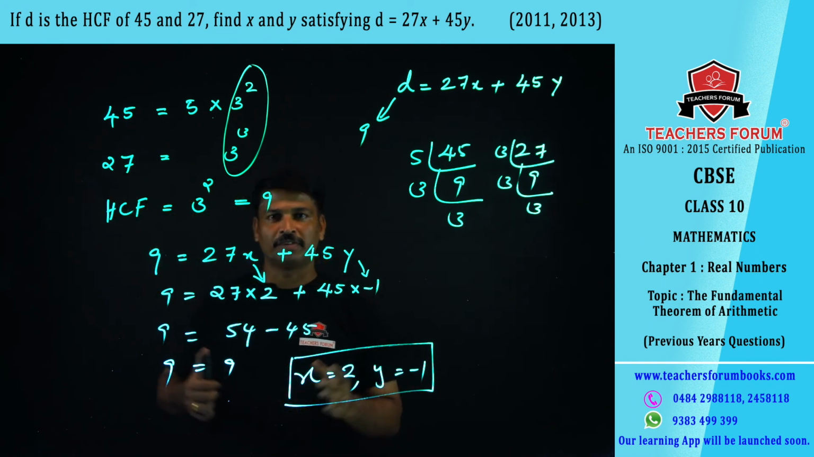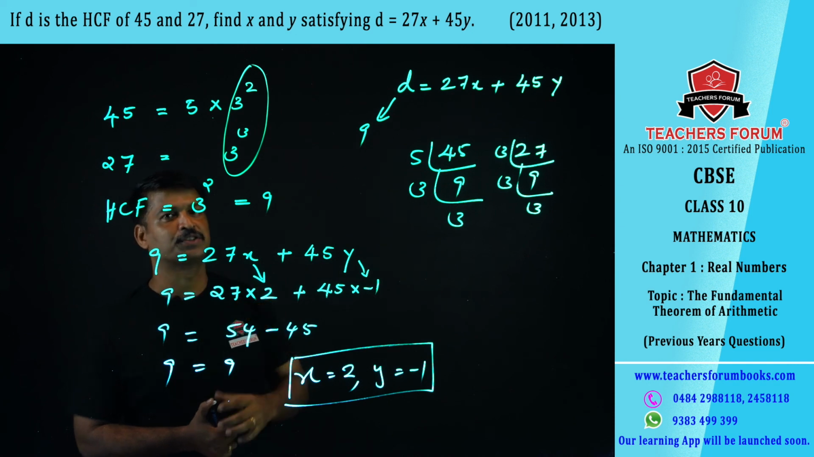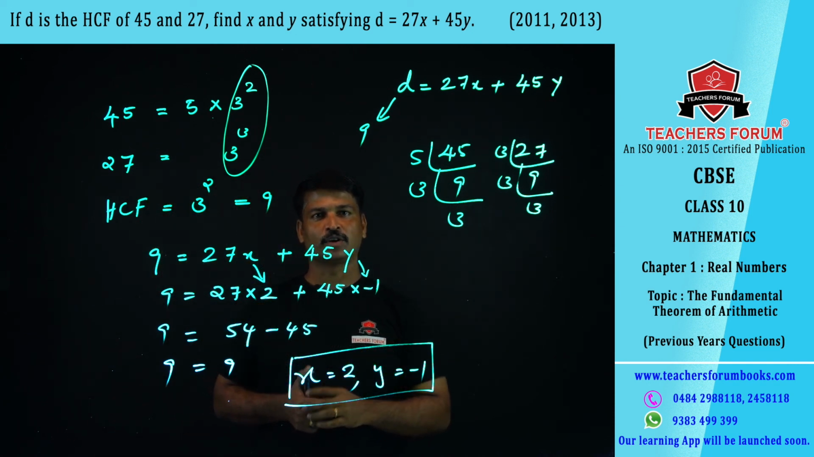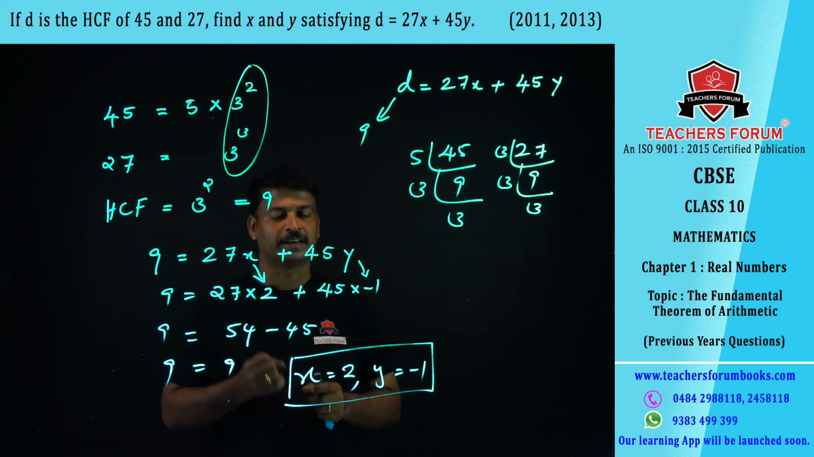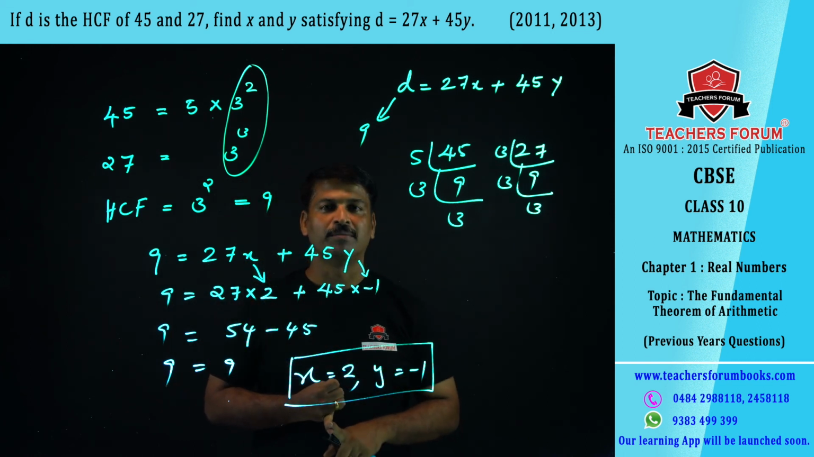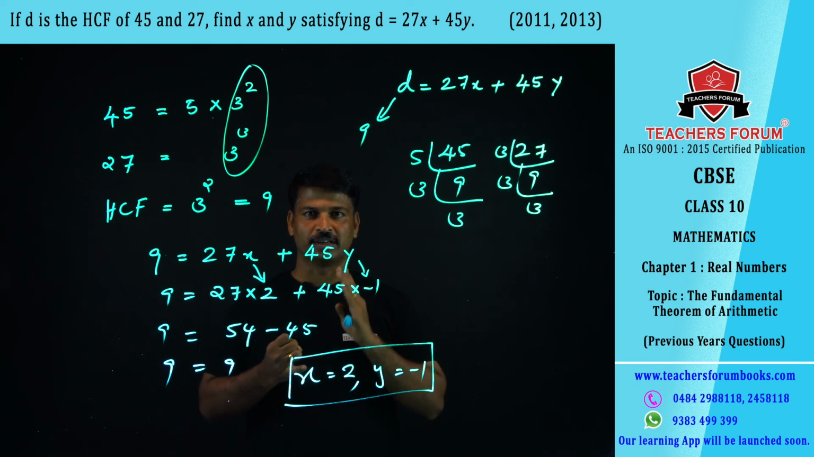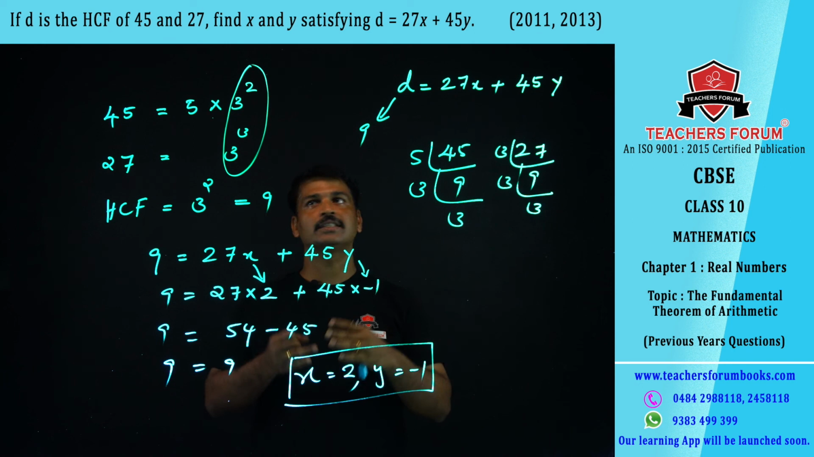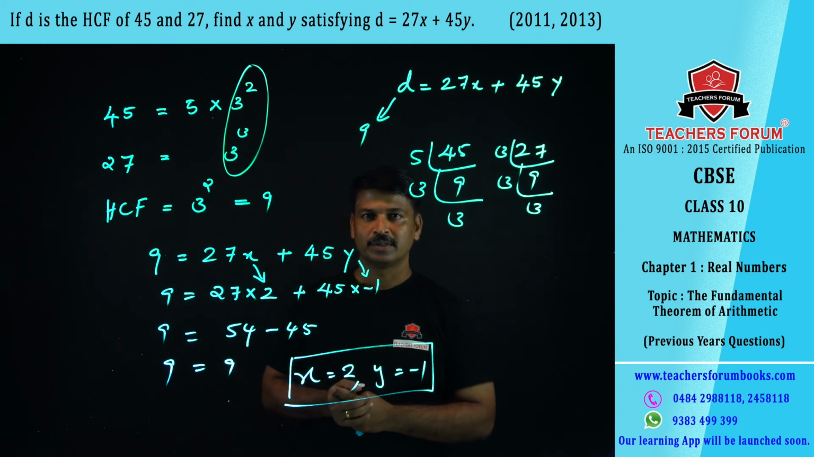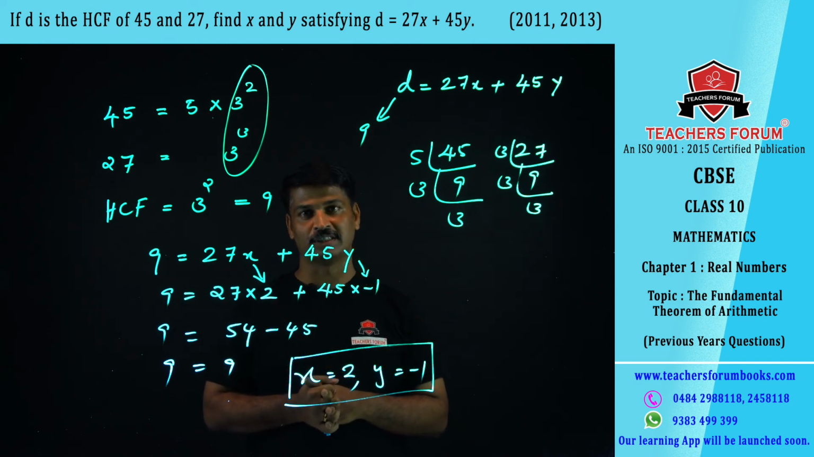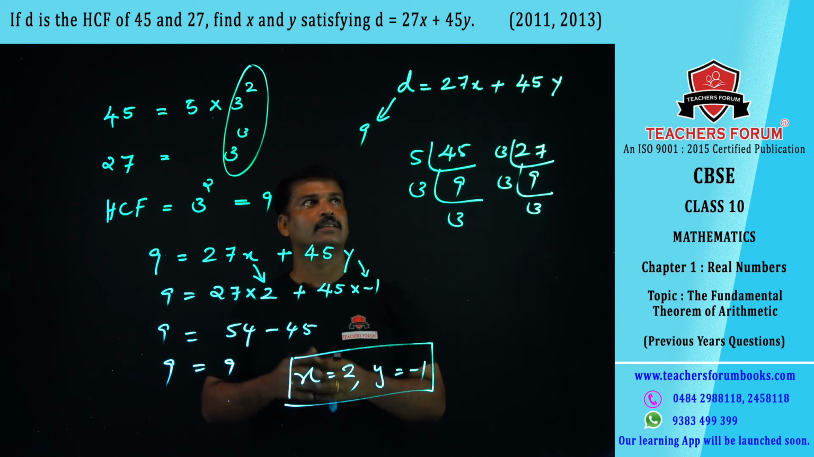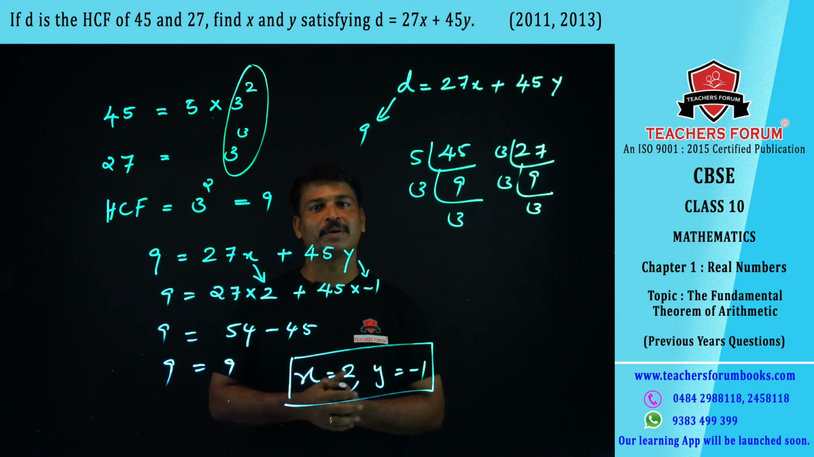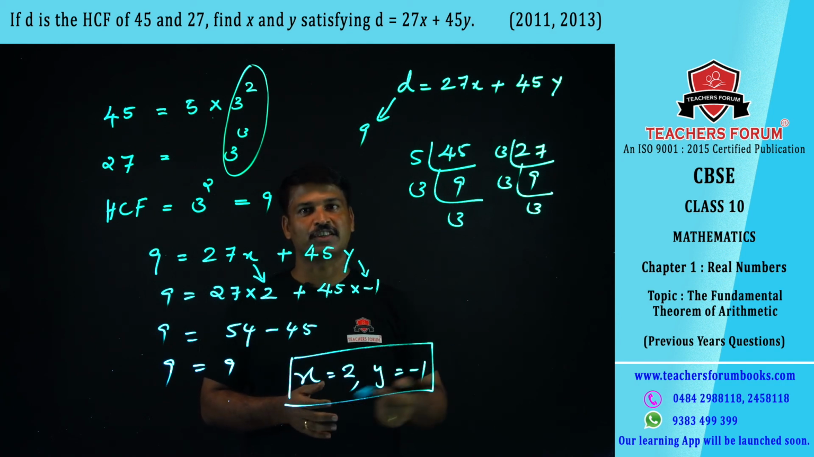Now, so far we discussed a few topics from the chapter Real Numbers. The topics we discussed are Euclid's division lemma, Euclid's division algorithm, and the fundamental theorem of arithmetic. We solved some problems that have been asked in previous years for the board exams. I think the class is clear to you, and the remaining topics will be discussed in the next class.